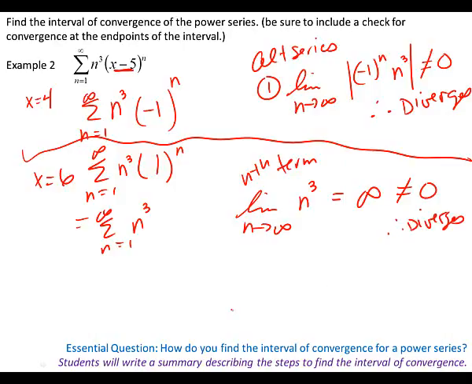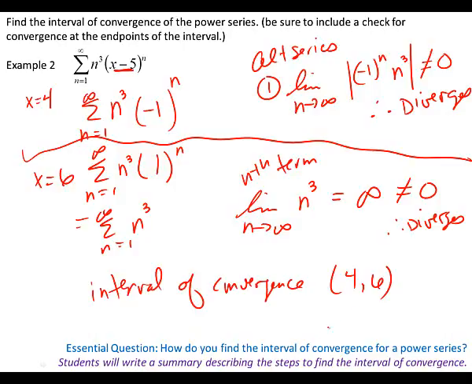So we would have open parentheses on both ends of this interval of convergence. So on this one, the interval of convergence is from 4 to 6 with parentheses, or 4 less than x less than 6. Those are inequality symbols.